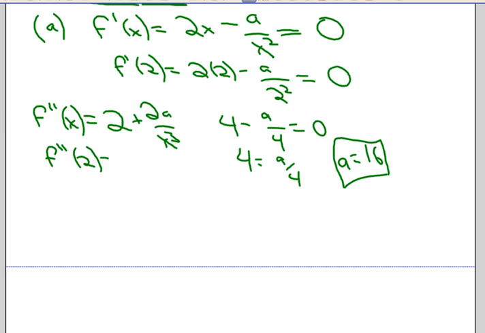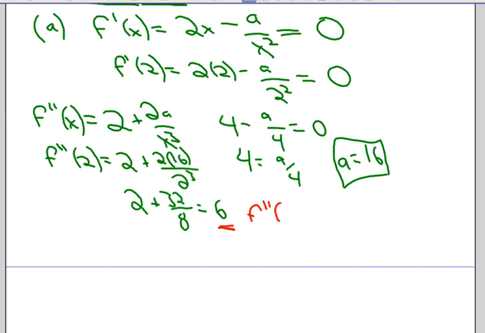So let's see at 2, we've got 2 plus 2, we've got a 16 in there. And our x is 2 to the third. So it looks like 2 plus 32 over 8. It looks like 6. Our second derivative at 2 is positive. So by the second derivative test, that means x equals 2 truly is a min. So that completes part A. Now we're going to do part B. And again, understanding part B, as we're doing it, it's independent from part A.